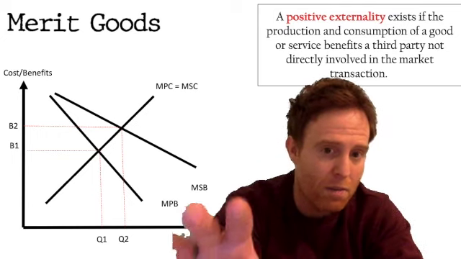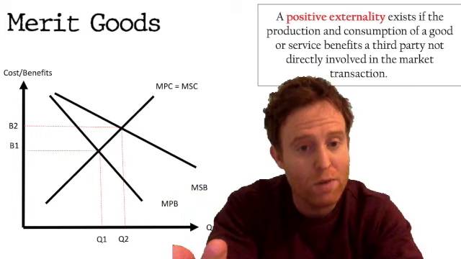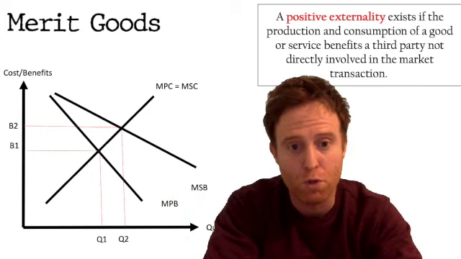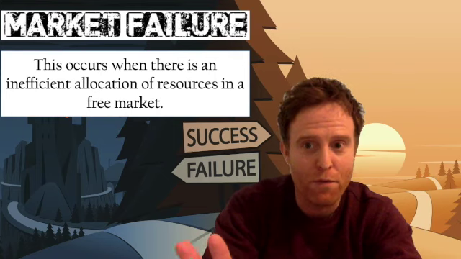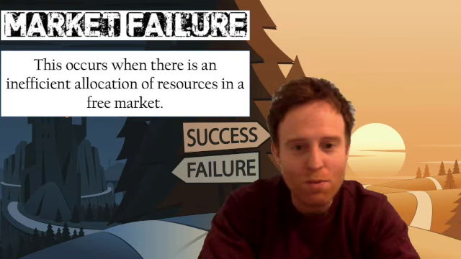Now this diagram is just a consumption diagram. There is another positive externality which is based on production, but I'm not going to go into that within this video. Right, so to begin with, why does it relate to market failure?